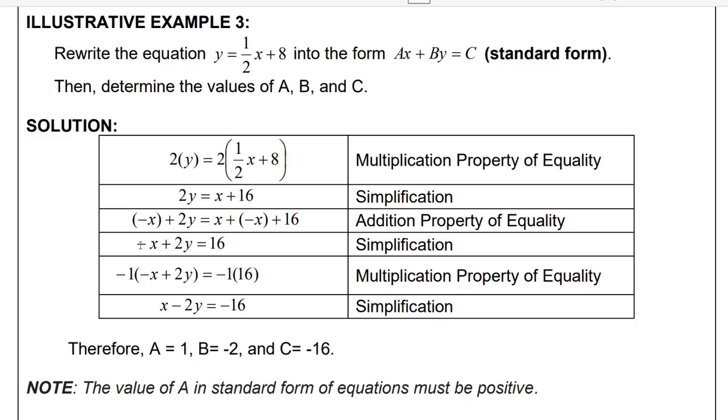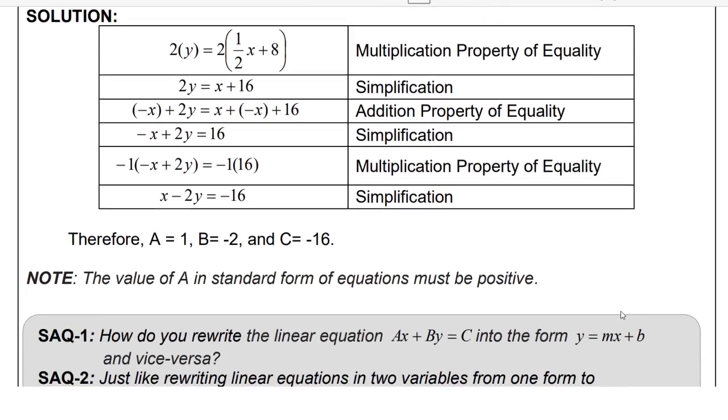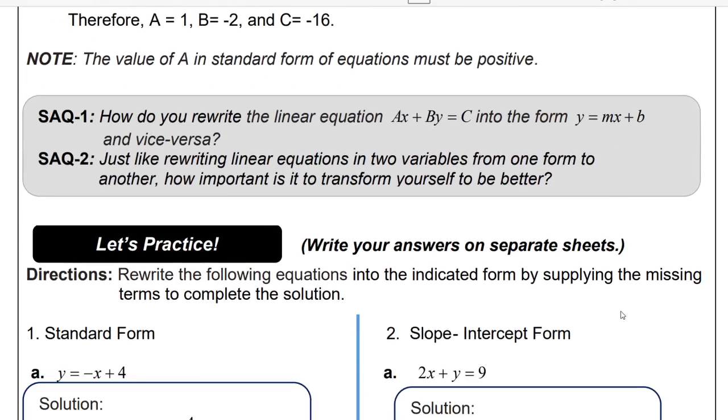So since our x is negative, we can make it positive by multiplying both sides by -1. So multiplying both sides by -1, that will become positive x minus 2y equals -16. So therefore, the value of a is 1, the value of b is -2, and the value of c is -16. Okay, that's it. Then, by the way, we have a note here. The value of a in standard form of the equation must always be positive.